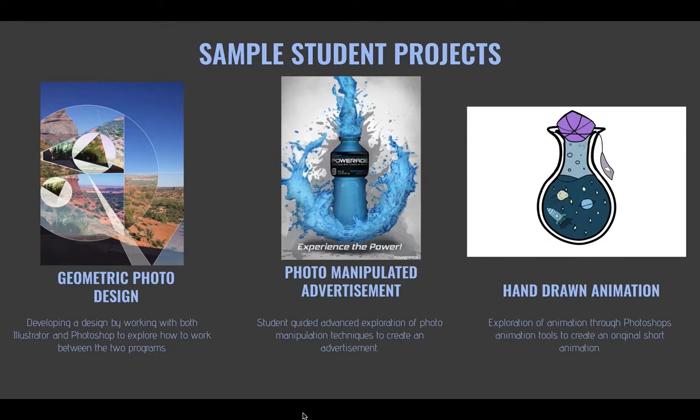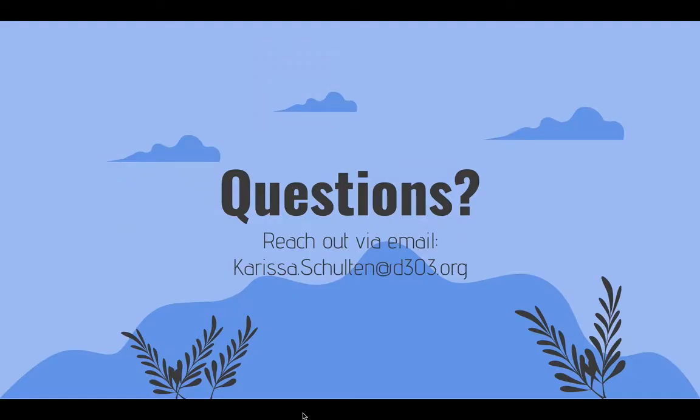Moving from there, we look at a photo manipulation advertisement assignment, and students are guided through advanced exploration of photo manipulation techniques to create an advertisement. They have quite a bit of student choice in this one, and need to, again, look at the balance of imagery and type, similar to that of the travel poster. We'll also look at hand-drawn animation and exploring animation through Photoshop's animation tools to create an original short animation. So just a small, short, looping GIF of their choosing, and we'll look at some techniques that are involved with that.